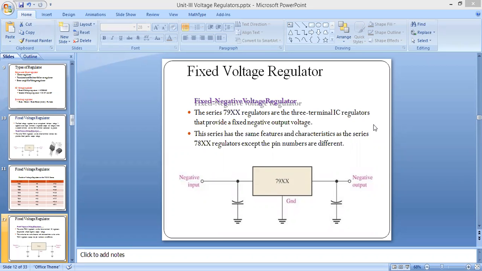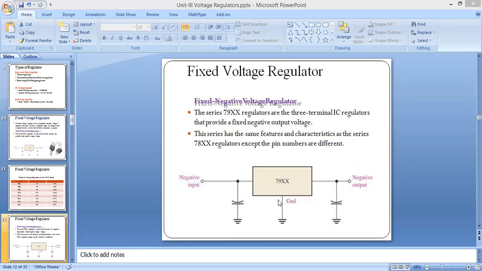So here we have to see about the 79xx voltage regulator, and what we are saying, 79xx is also a fixed voltage regulator, but it will provide us negative output voltage irrespective of fluctuations at the input AC voltage. Its construction will be exactly similar to the 78XX. Here, first terminal will be reserved for input. Third terminal, here we can collect our output which we will get from that IC. And second terminal, we are supposed to connect with the ground terminal of the voltage supply.